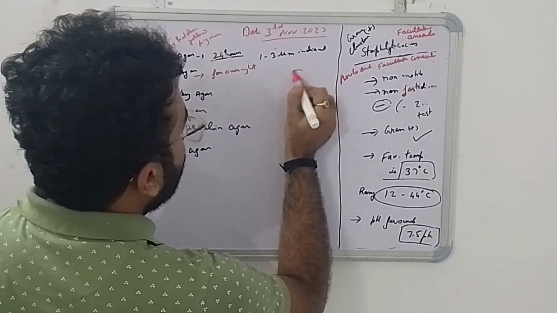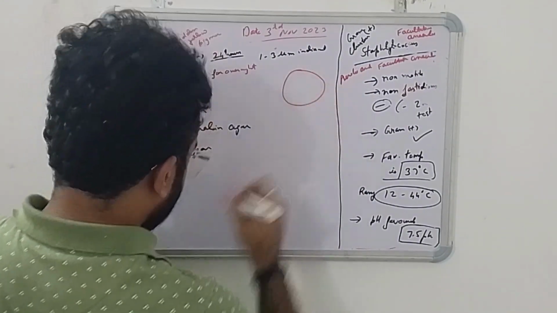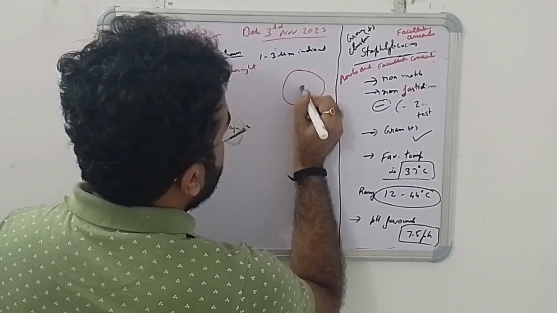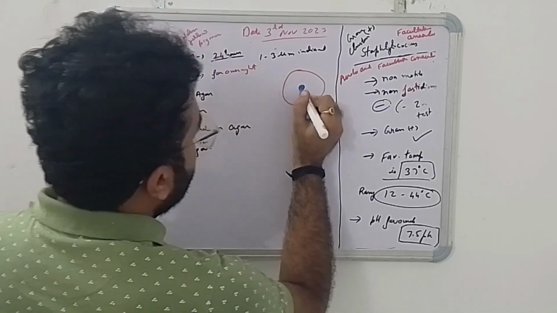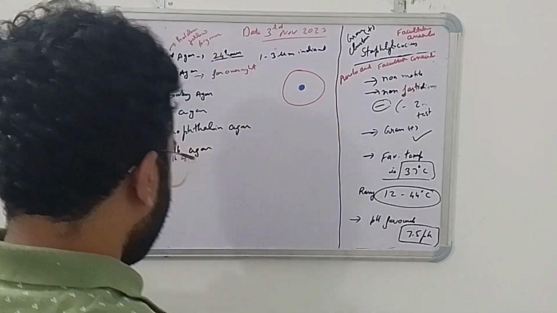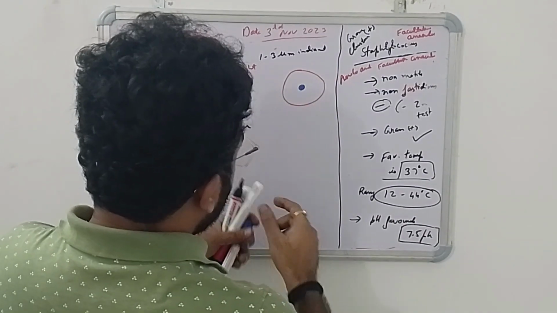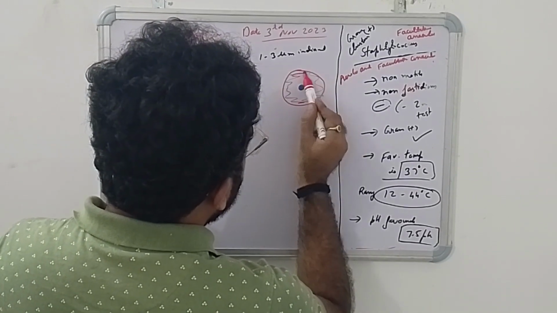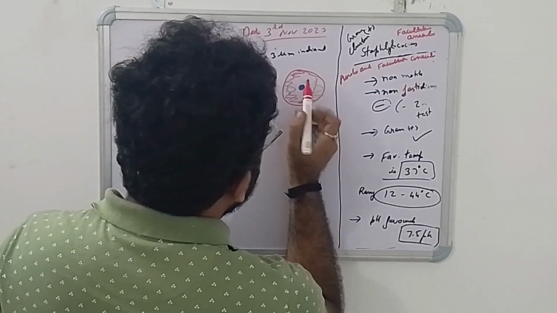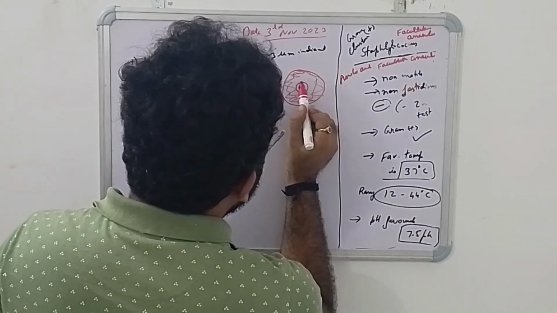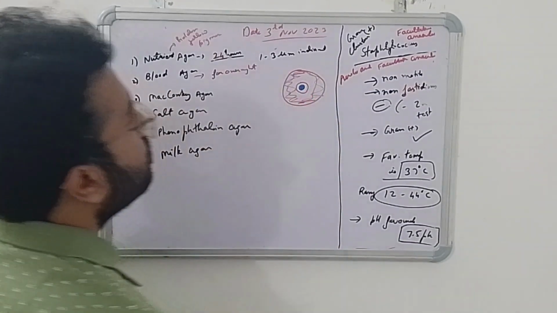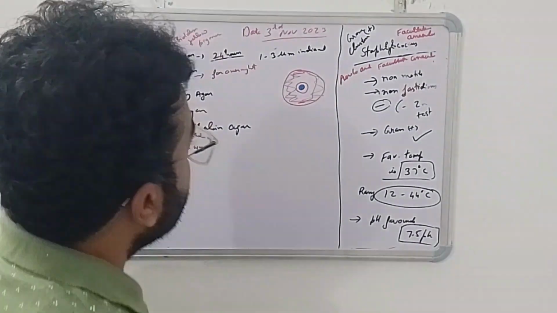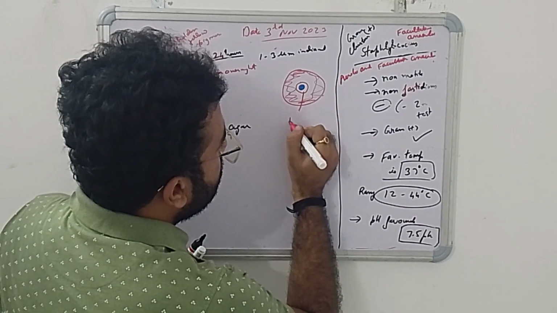So here it will be colonies, the colony is here, and there will be a clear halo around it. Okay, you will see a clear halo here, because there is hemolysis. The hemolysis is beta hemolysis.